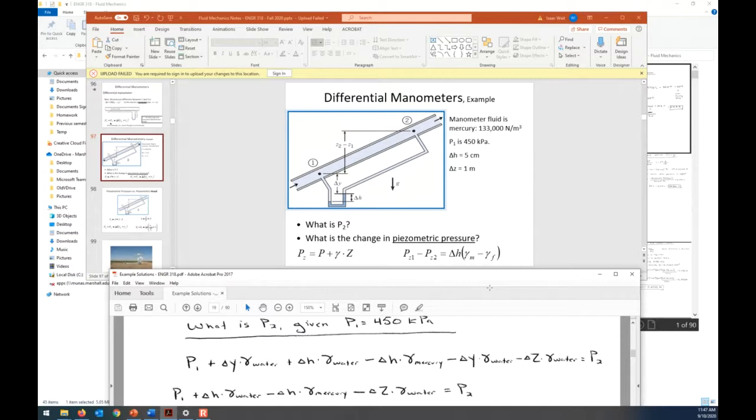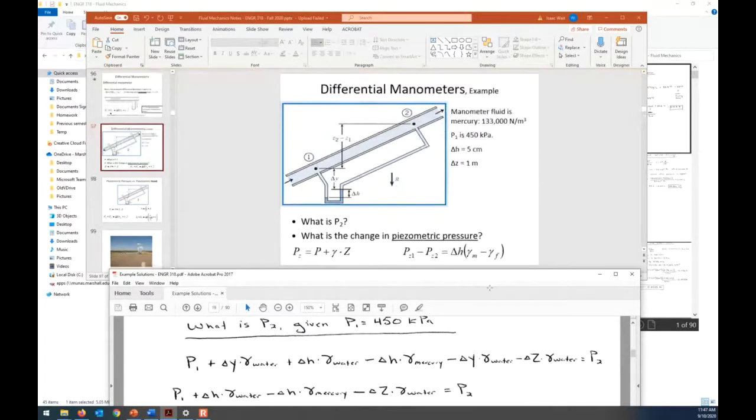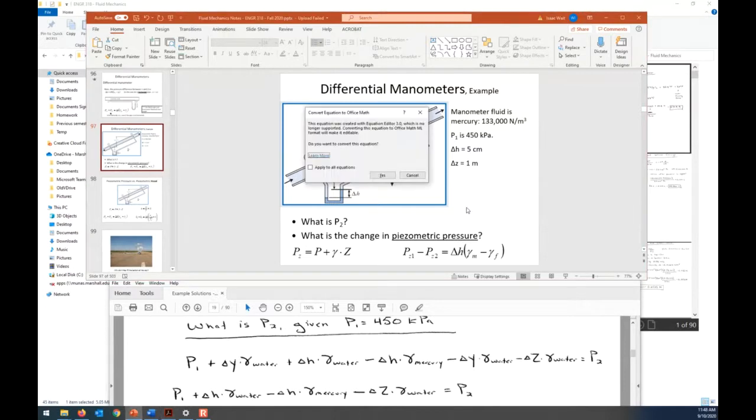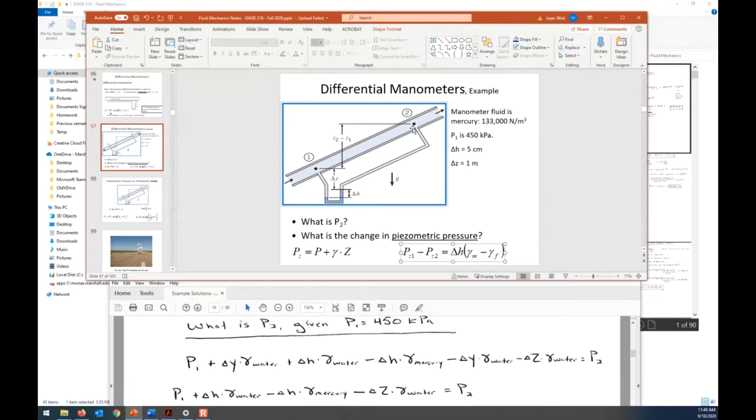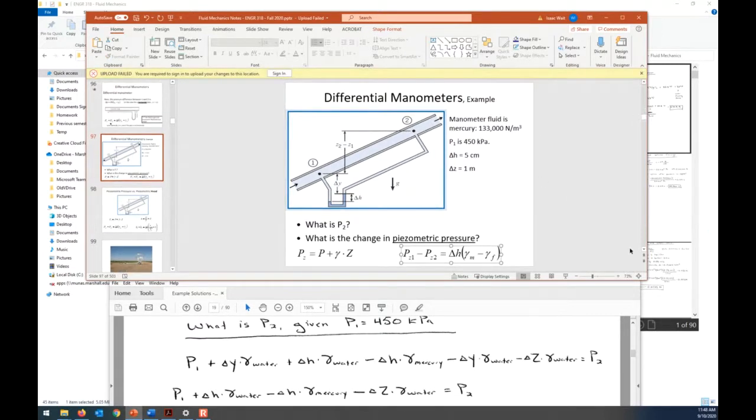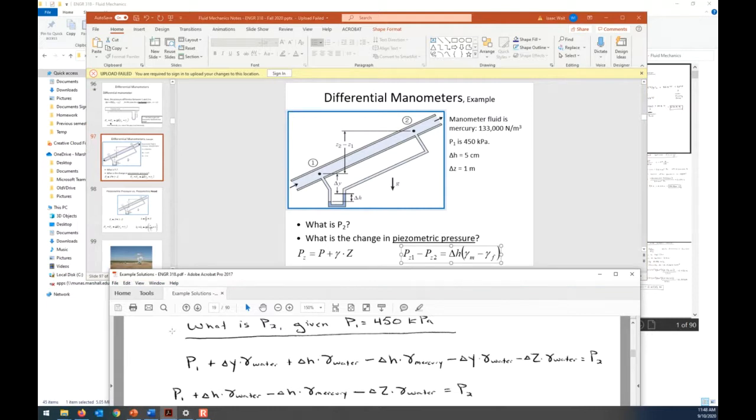All right, so I'm going to pause here. What I'd like you to do is solve this numerically. So plug in the distances and the unit weights, and let's see if we can find P2. And then after knowing P2, calculate the change in piezometric pressure. The change in piezometric pressure means the P sub z at 1 minus the P sub z at 2. And here's the formula that will allow you to calculate the change in piezometric pressure. All right, so I'll pause and allow you to substitute given numbers into this formula to find out what P2 is.